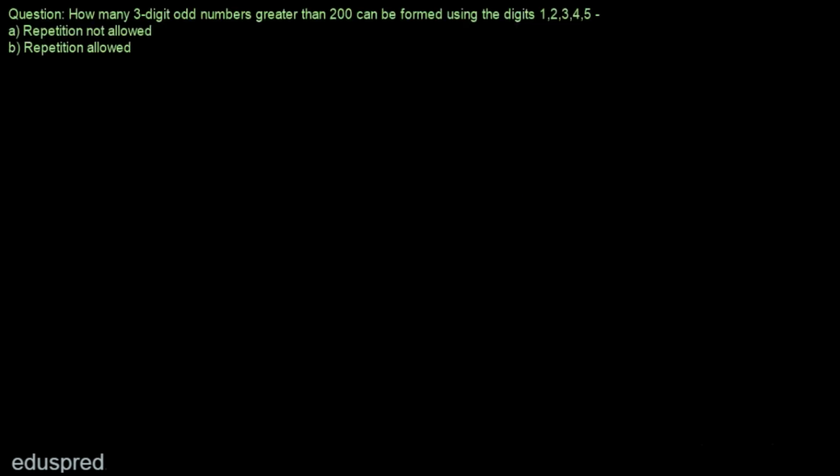In this video, I'm going to solve this question. How many 3-digit odd numbers greater than 200 can be formed using the digits 1, 2, 3, 4, 5? And we have two parts here. In part A, the repetition is not allowed, and in part B, the repetition is allowed. So let us start with the part A where repetition is not allowed.